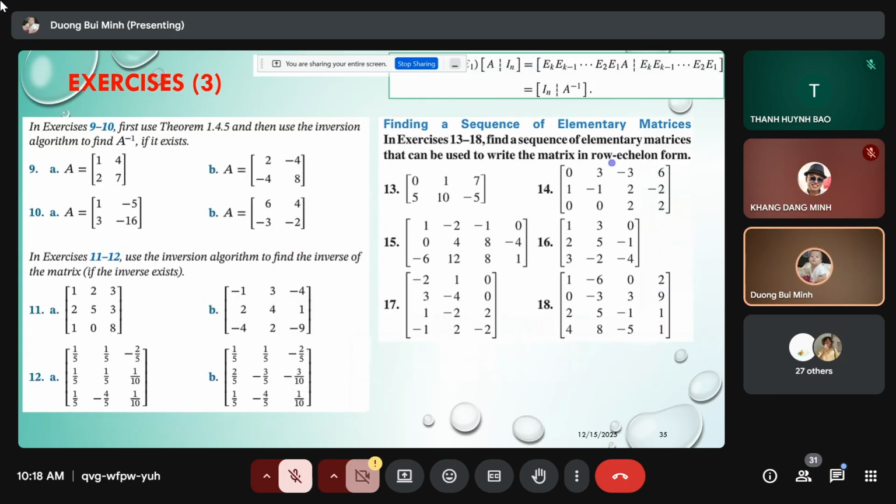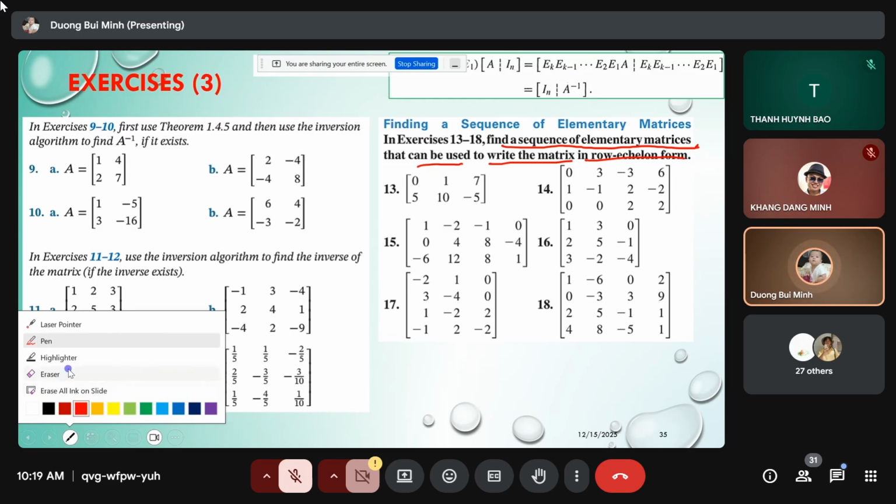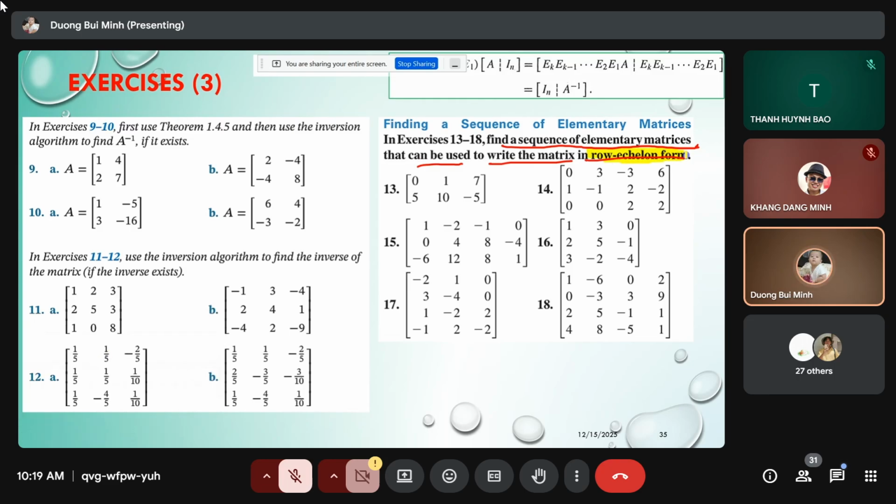Exercise 3. I think we focus on this one: find a sequence of elementary matrices that can be used to write the matrix in row echelon form. What does row echelon form mean? Row echelon form means U, right? So this one is U if we have a square matrix.